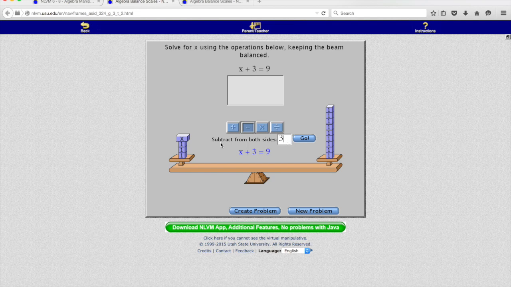So that's what I'm going to do here. I'm going to take away these 3 tiles. And that's going to be okay because as long as I do it to the other side of the balance scale, everything still stays balanced and they still equal each other. So what I'm going to do is I'm going to subtract 3. So notice how 3 tiles disappeared here, 3 tiles disappeared here, and there's my answer. Our mystery weight is equal to 6 tiles, or 6 weights. So x equals 6.